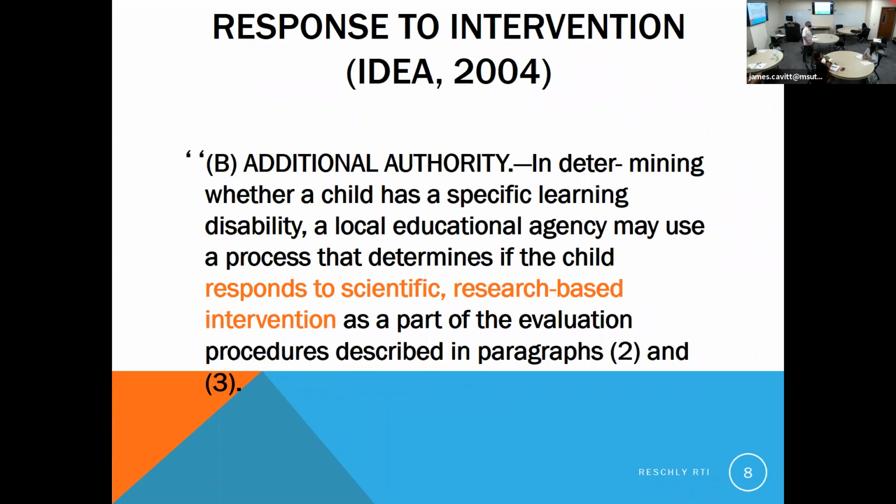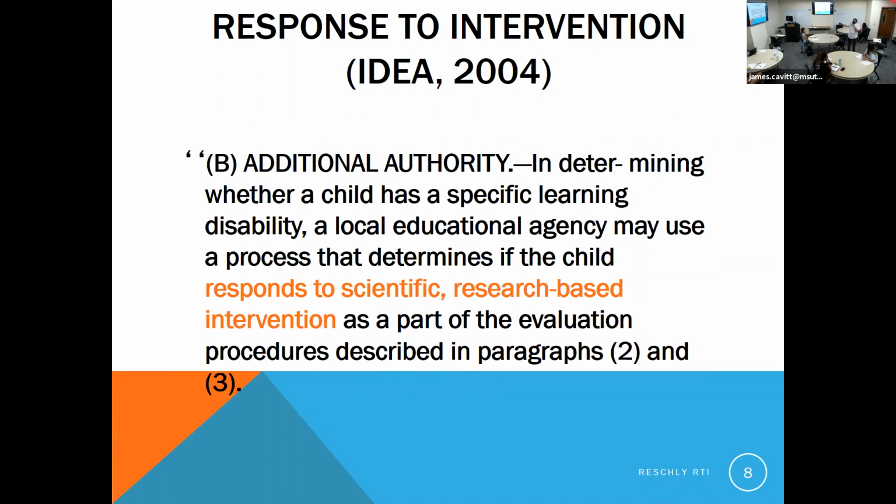This comes out of IDEA 2004. This is the last time IDEA was reauthorized. It is now part of the pre-referral process, to know before we do the evaluation.